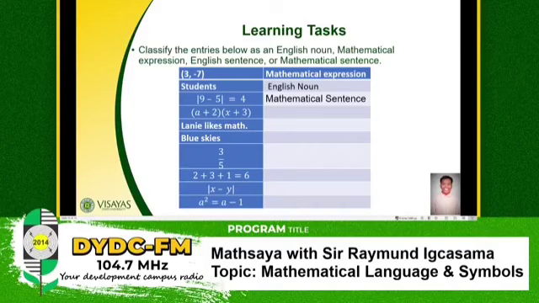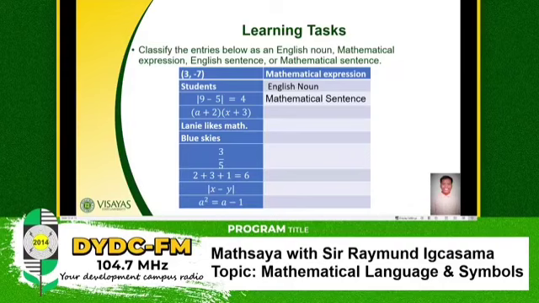Students, English noun. The absolute value of 9 minus 5 equals 4. This is an example of a sentence. Why? Because you have there the verb, the equal sign. And this can be answered by true or false, or yes or no. And so on and so forth. For your task, you have to answer the remaining items.